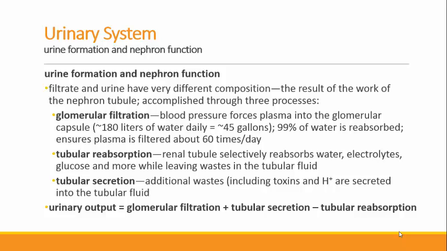And of course, we don't pee out 45 gallons. What we pee out is a much more concentrated material that has been enriched with waste products. So we reclaim something on the order of 99% of the water that gets squeezed out of the blood. And so over the course of one day, we filter the blood plasma about 60 times.